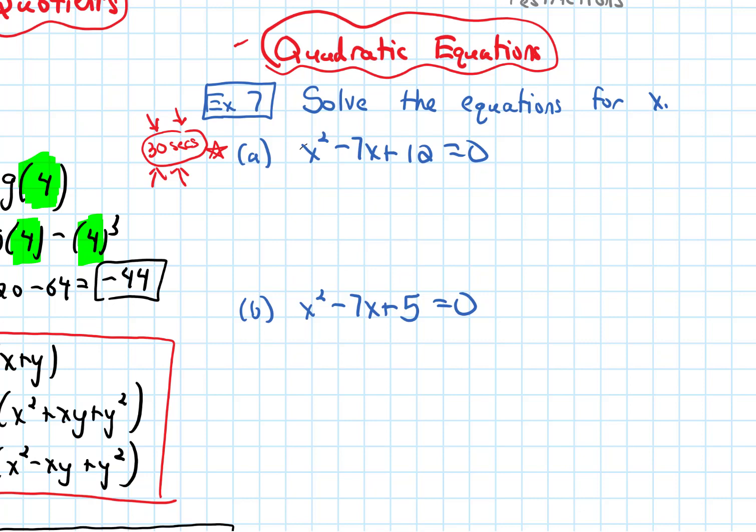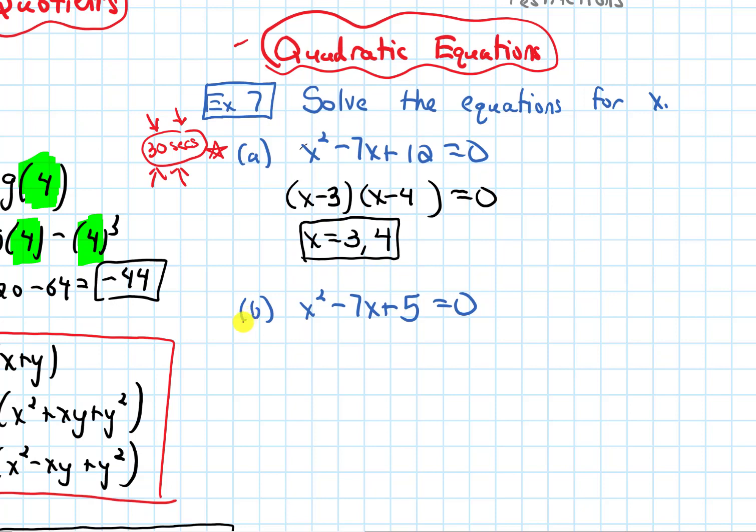Alrighty, so hopefully you paused it and tried it for about 30 seconds. Let's talk about it together now. With a quadratic equation, usually I want to try to factor it first. And this factors. The left-hand side factors as x minus 3 times x minus 4 equals 0. And from there I can see that x either equals 3 or 4. So we get those two answers.